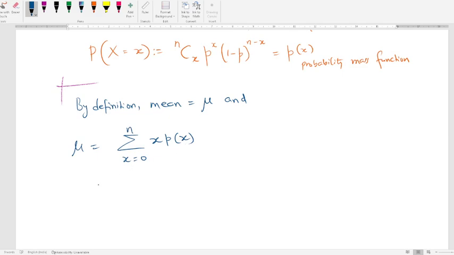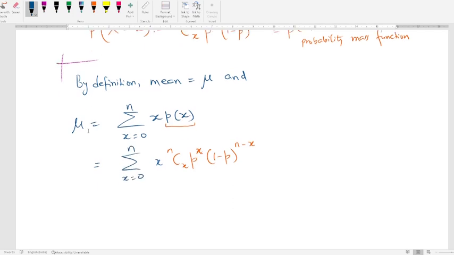Now, immediately, as you can see, we have got a p of x over here. We are going to replace p of x with the definition that we mentioned a little while ago. So nCx and then p to the power x and then (1 minus p) to the power n minus x. So this is the p of x. And the rest of the things we'll write as they are, so x here and the summation x equal to 0 to n.